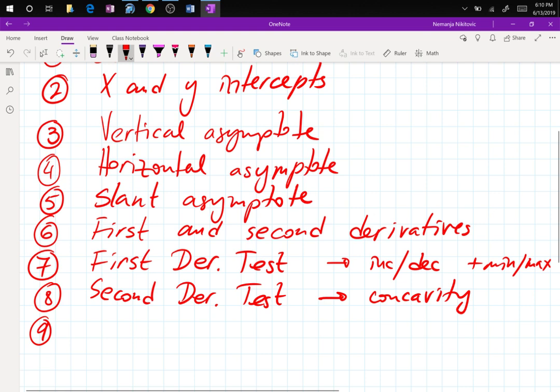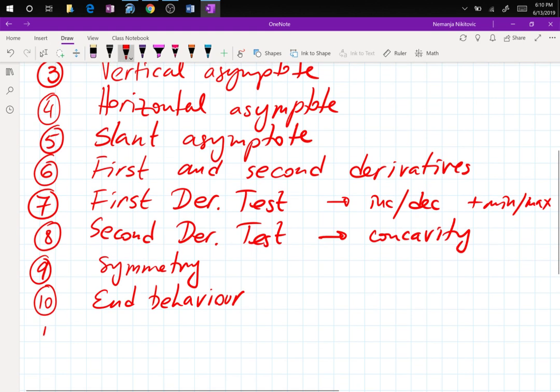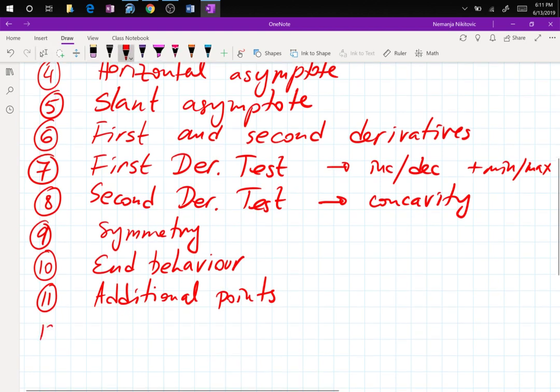Number 9, we can also look at symmetry. It's not important, but we can. 10, end behavior. 11, additional points. And number 12, graph, finally.